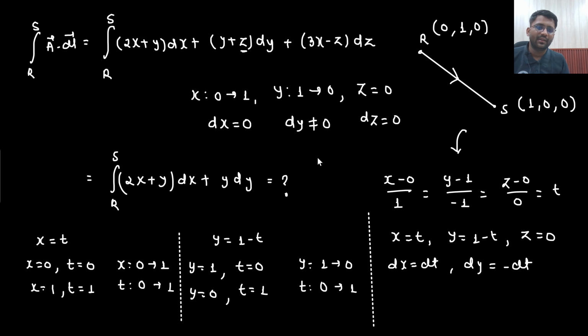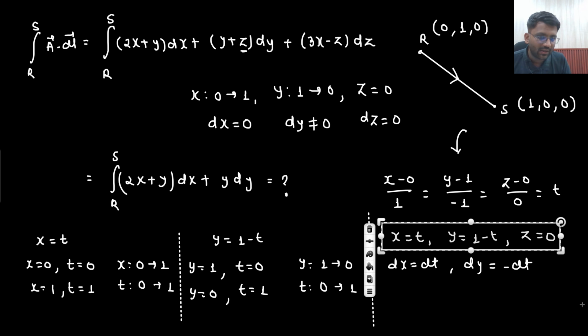Nothing difficult here. When you are moving, dz is 0. I go to another, dx dy. I need to write down the equation of the line. I wrote down the equation of the line: x equals t, y equals 1 minus t, z equals 0. This is known as the parametric equation. Directly this equation might be given in the examination hall. So from this parametric equation, dx equals dt and dy equals minus dt.